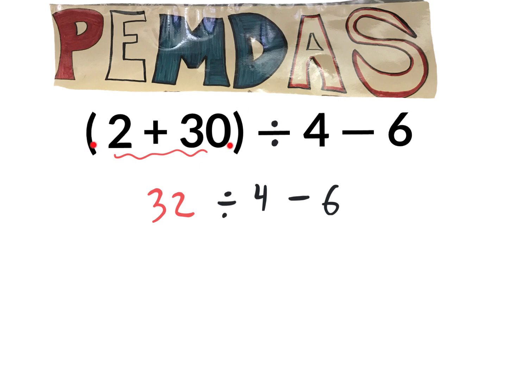So we've already done parentheses. That's doing whatever we can on the inside. And then we move on to division, 32 divided by 4. If you don't know that, use a calculator. That will give you 8. 32 divided by 4 is 8. And then bring down the minus 6, and 8 take away 6 is 2. And that's your final answer to this first problem of your final exam.